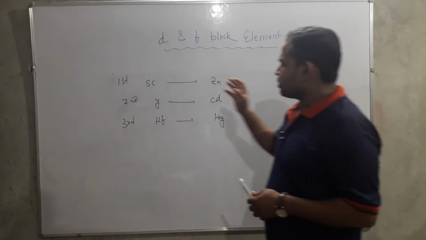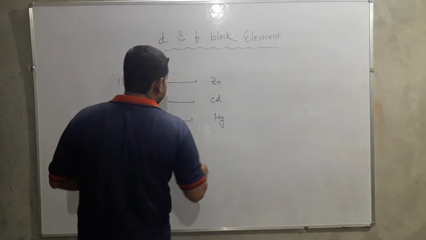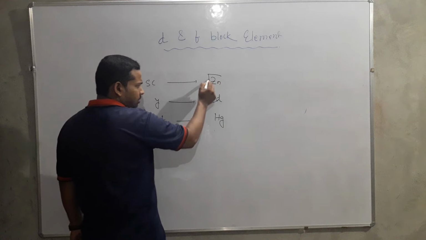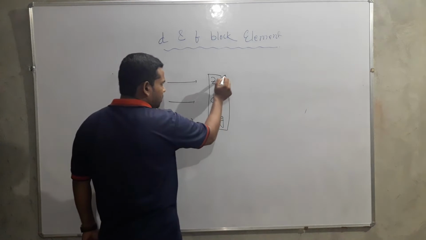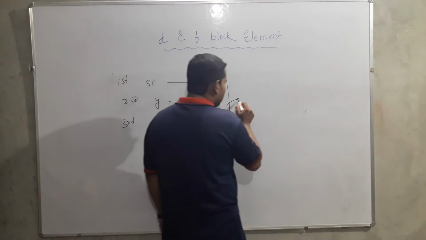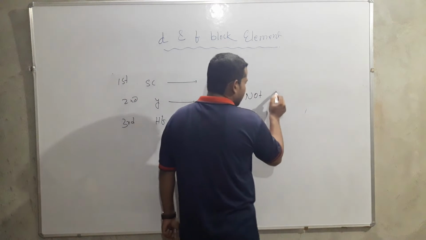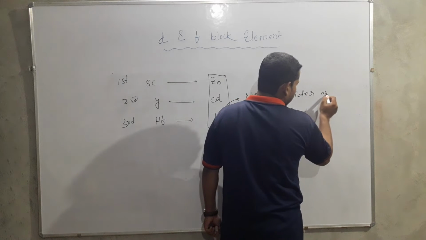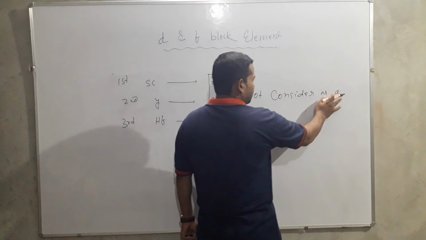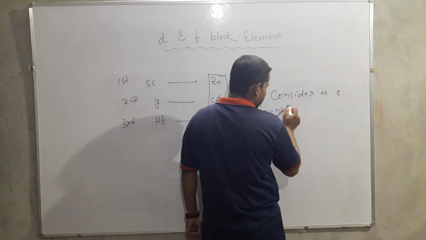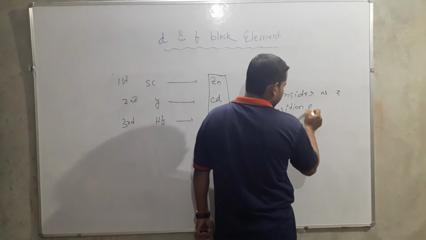Clear people? This is the first row transition, this one is second row, this one is third row. But zinc, cadmium and mercury are not considered transition elements.